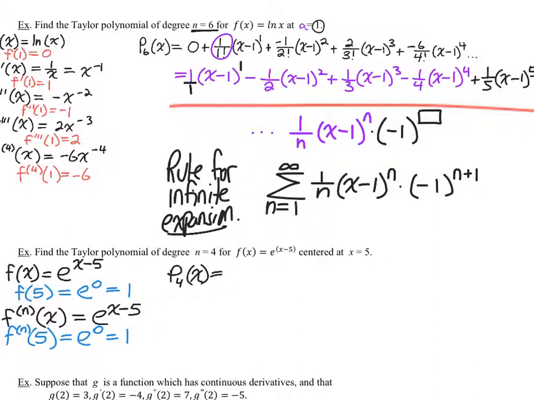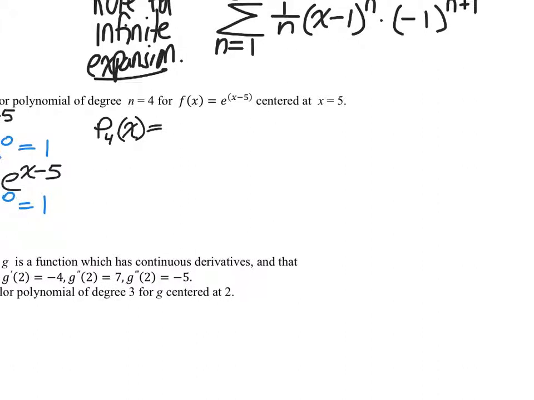So you could even write it out by saying that I'm looking for f of 5 over 0 factorial times x minus 5 to the 0th power. That's actually the first term. All of that simplifies down to just a 1 because these cancel, and f of 5 we already figured out is equal to 1. You don't have to write that, but I'm just doing this for instructional purposes.